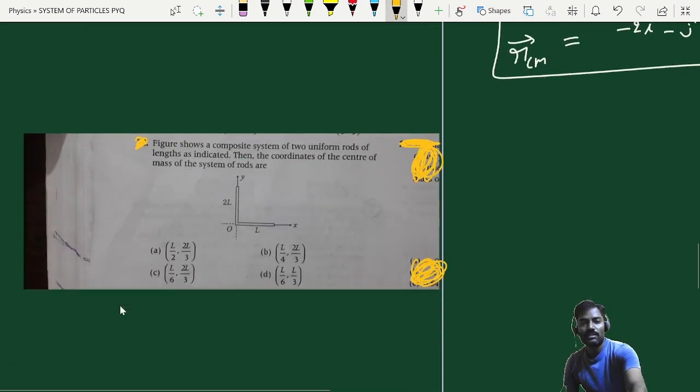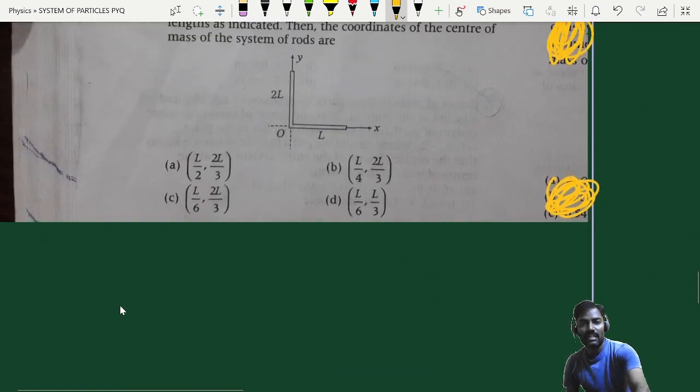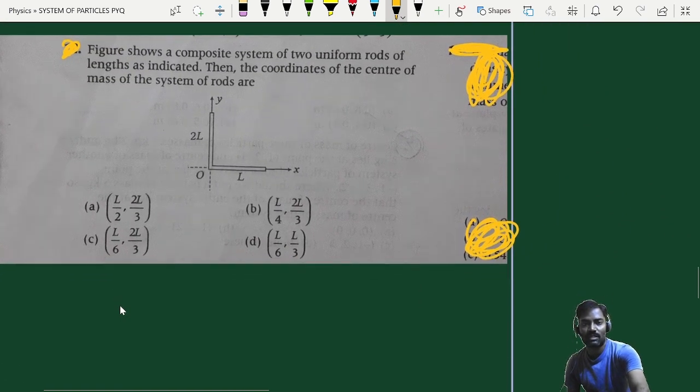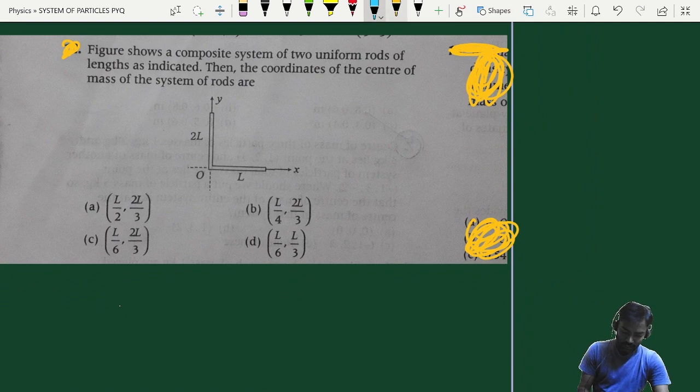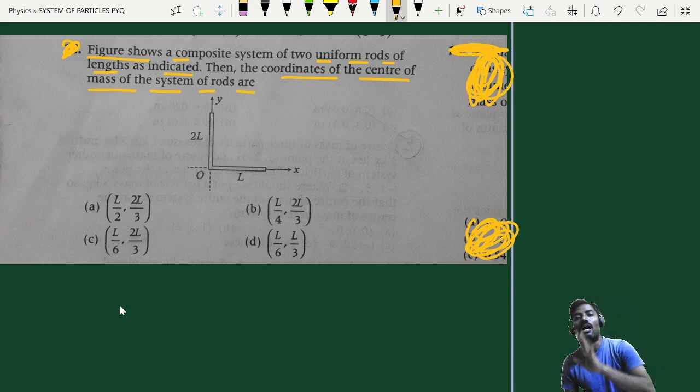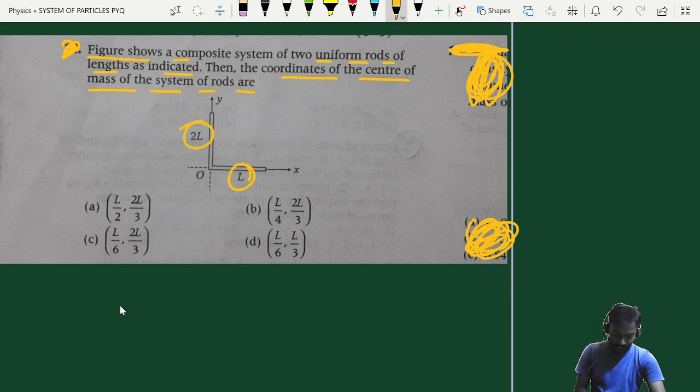Right students? Next question regarding the calculation of position of center of mass is: here the figure shows a composite system of two uniform rods of lengths as indicated. Then the coordinates of the center of mass of the system of rods are. So here they have given two uniform rods, with the length of one rod as L and the length of the other rod as 2L.